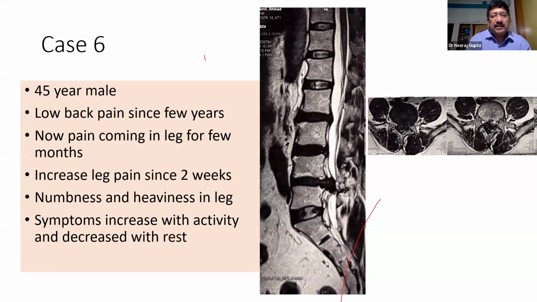If there is no instability, then the main thing is that we have to relieve the patient of the compression on the spinal cord. Many ways are there. Discectomy can be done. We can remove this disc safely either microscopically or endoscopically. The disc needs to be removed.